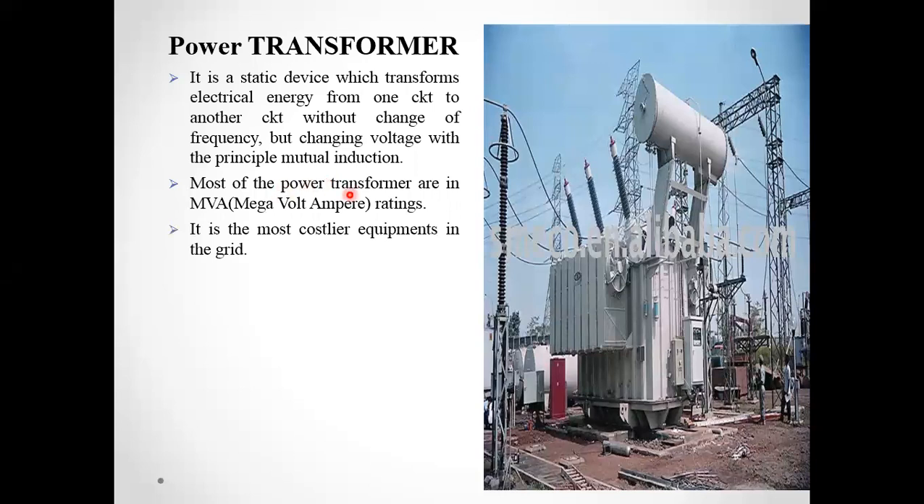Most of the power transformers are rated in megavolt ampere, that is MVA. So we usually call it the MVA, megavolt ampere rating. This will have a high capacity, so it is the costliest equipment in the grids.